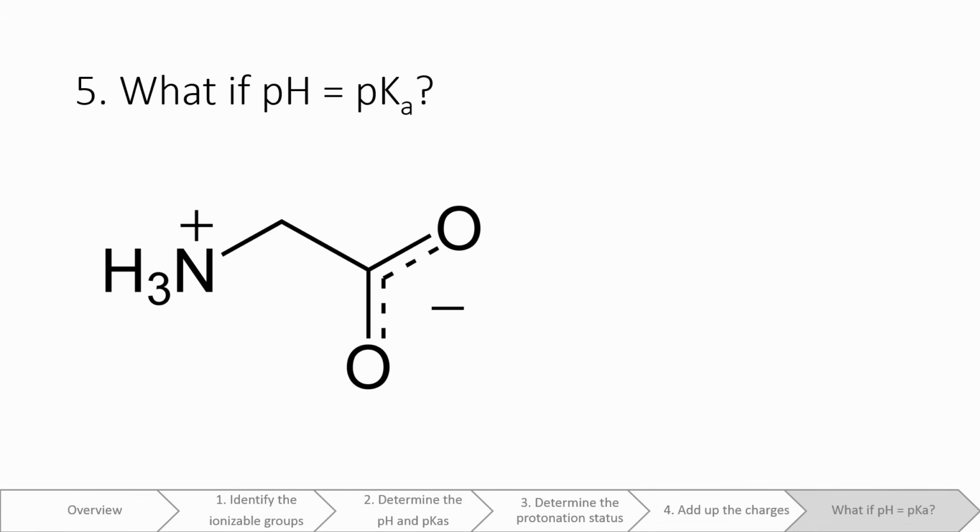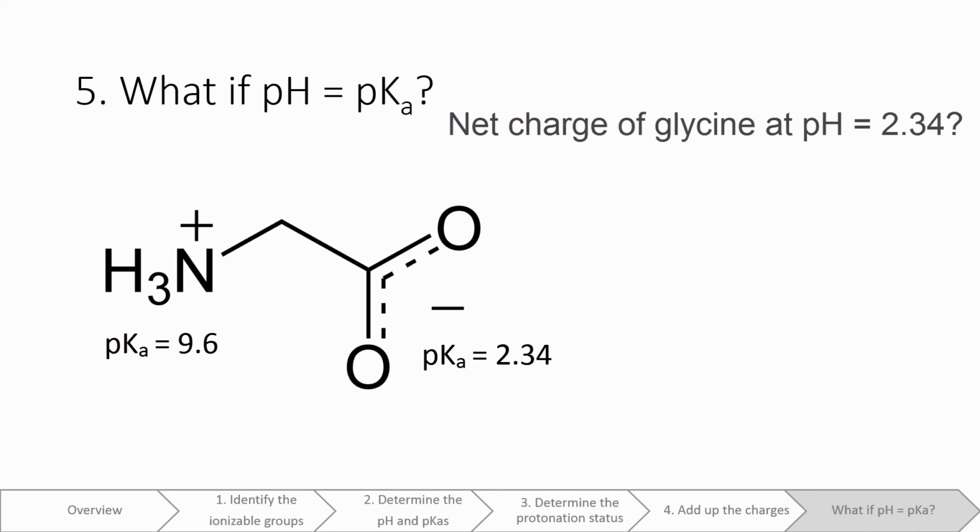What we just went through was a very basic scenario, and we can make things more complicated if we really wanted to, so let's do that. How about a situation where the pH is equal to the pKa of one of the ionizable groups? Let's apply this to our glycine example. We know that glycine has a pK1 of 2.34. Let's pretend that we're asked to determine the net charge of glycine at pH 2.34.